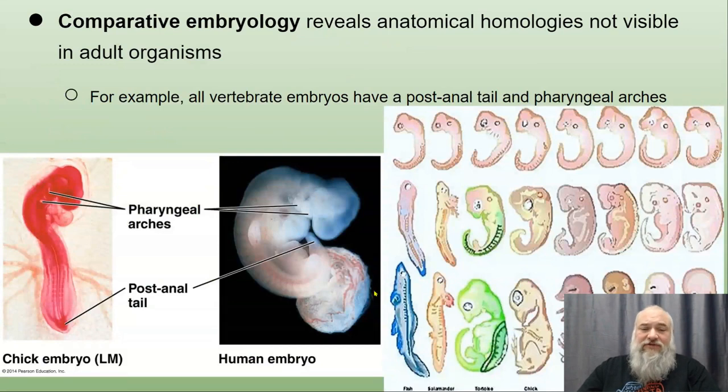Comparative embryology also deals with homologies, but ones that aren't visible in the adult. For example, you can see all of these vertebrates here have a tail early on in embryological development. The farther you get, the more it changes to look more like what they are today. But early on, they all look very similar. And they all have these little pharyngeal arches, sometimes called gill slits, up here as well. So that's more evidence that they came from a common ancestor and then diverged.